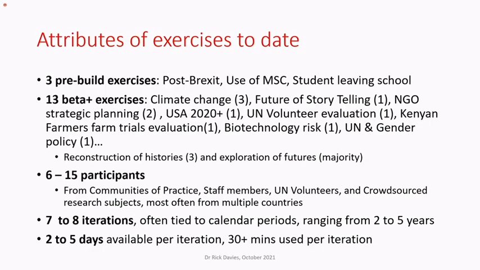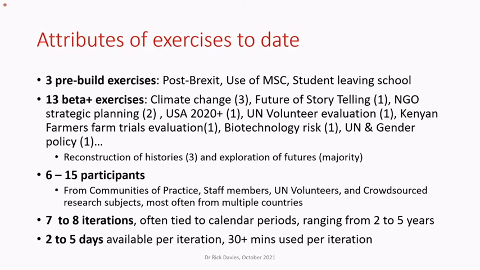So far, we've run about 16 exercises. Three of these were run before the app was developed using a more cumbersome process. And the other 13 have happened since the app was developed a year or so ago. And these have largely been beta testing exercises, although some of them have been serious. Some have been part of evaluations of a UNV volunteer program, Kenyan farmer field trials, and the treatment of gender in a UN agency. And more recently, and coming up shortly, is a quite serious study on biotechnology risk, the alternative futures perspective on biotechnology risks.